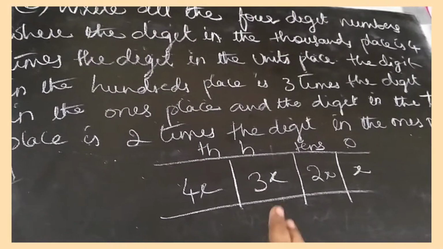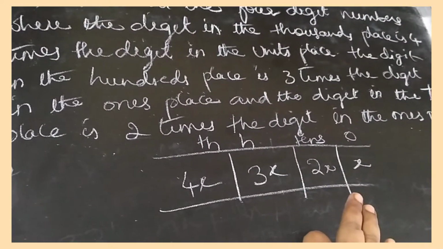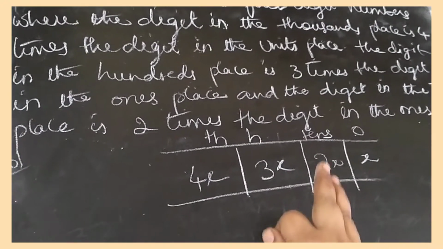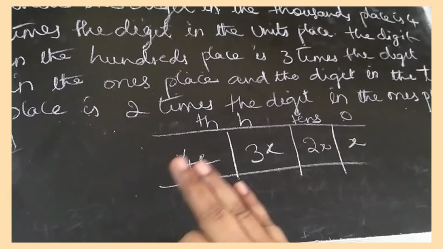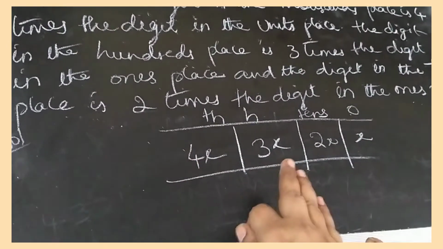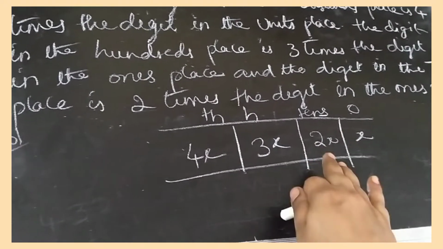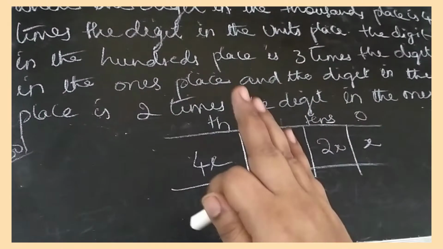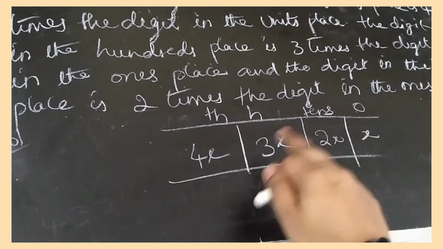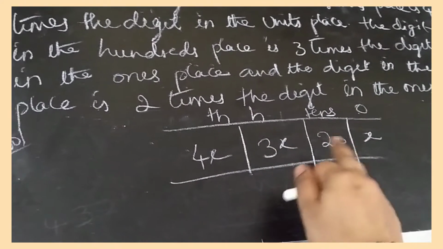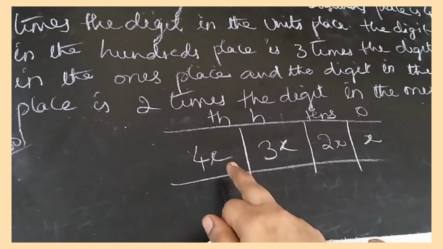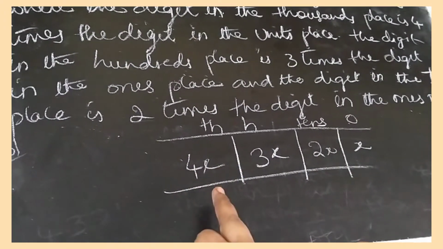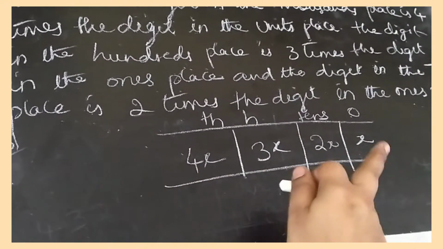So we don't know the digit in the units place or ones place, we are taking it as x. In the tens place, again I am explaining, it is 2 times the digit in the ones place, so 2 into x, that is 2x. In the hundreds place, 3 times the digit in the ones place, 3 into x, that is 3x. In the thousands place, 4 into x. Here we have got 4x, 3x, 2x and x.